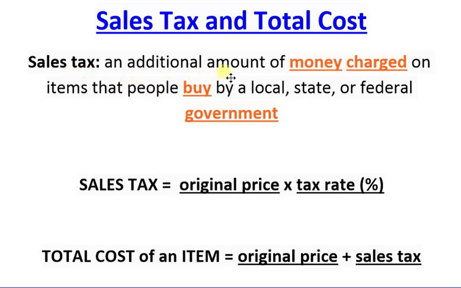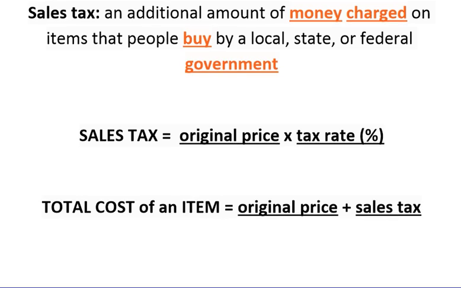So a sales tax is an additional amount of money charged on items that people buy by a local, state, or federal government. So some states have a sales tax, some states do not. The federal government has sales tax on some items, and local cities, for example, have sales tax on some items. Sales tax is money that is used for the benefit of the community. I think it was last year that Charlotte-Mecklenburg County tried to increase the sales tax to say that they would use some of that money to pay for schools. So it's used for different purposes around the community.